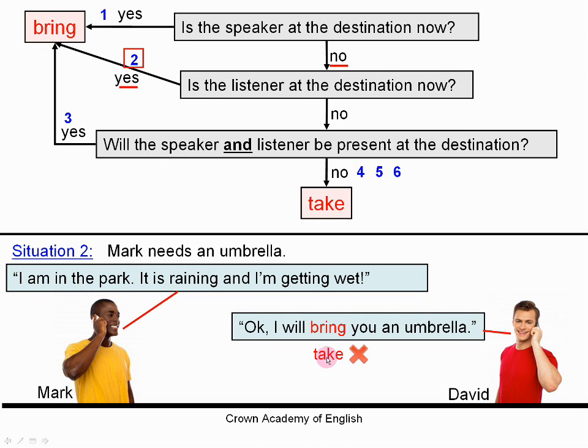So take is wrong in this context, and the direction of the movement is towards Mark. It will be in the future when David arrives at the park. The direction of the movement is to Mark.